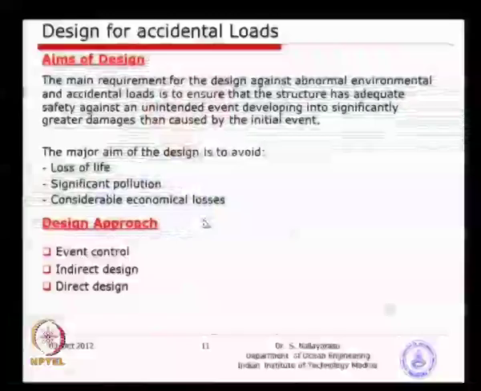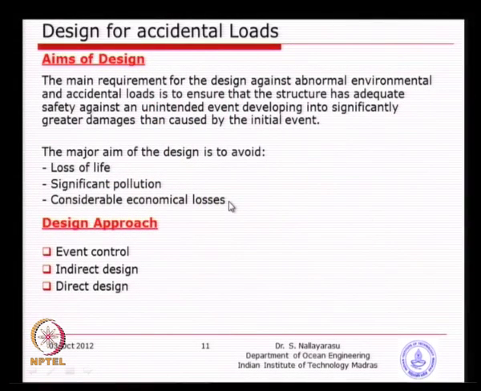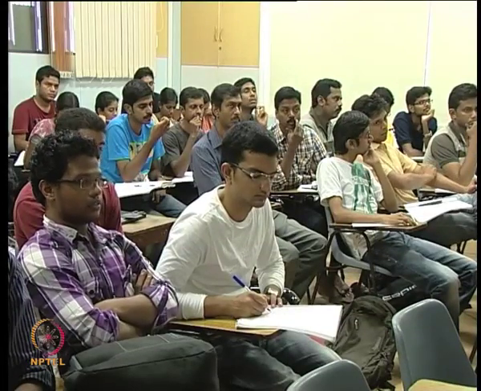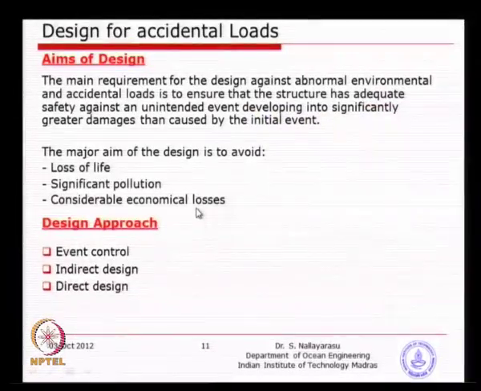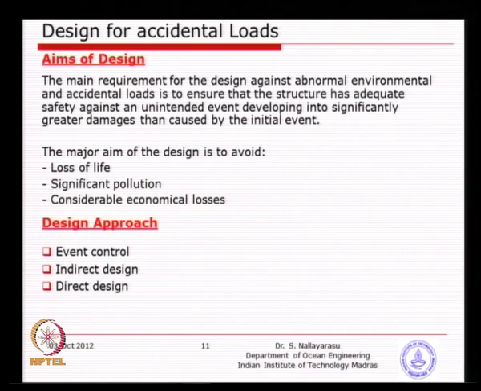Then finally, you come to a situation where you try to make a reduction in the economic losses. So basically implement the system in such a way that your system is not going to collapse totally, you can come back and rebuild it with a minimum amount of economic losses. That is the idea, that will be the last one. And basically the design approach, we have seen event control, indirect and direct design. I think we will see them one by one.